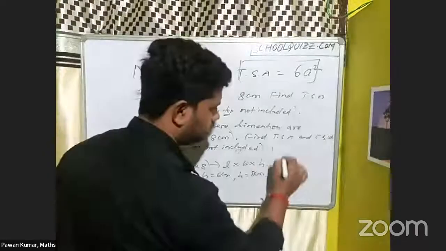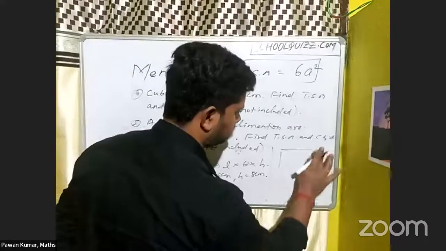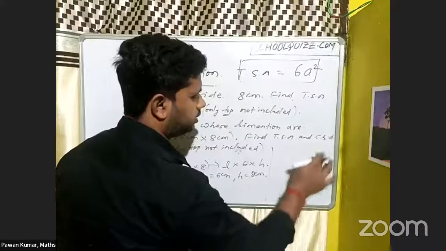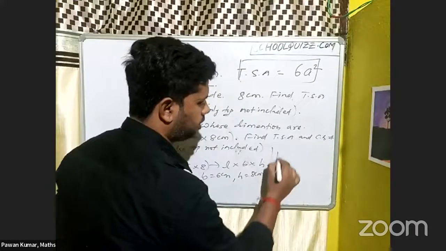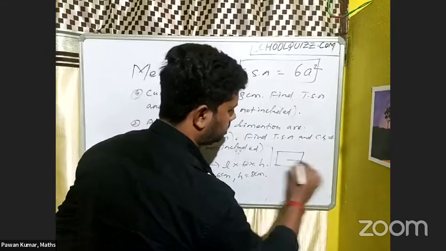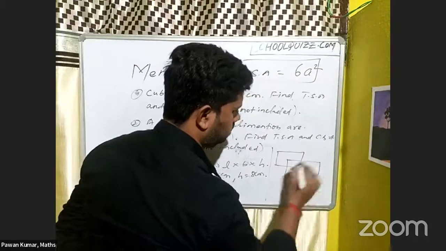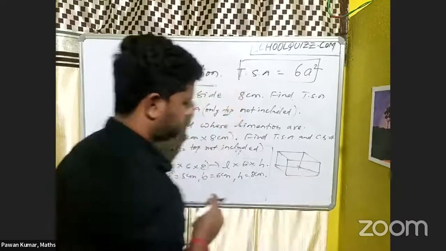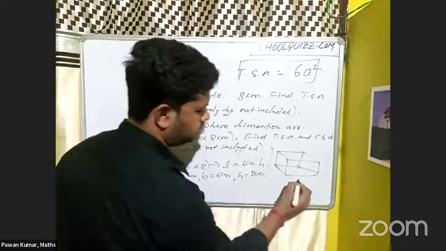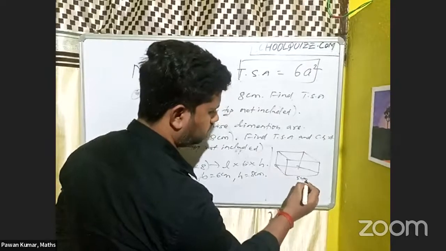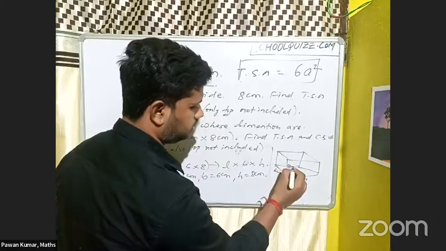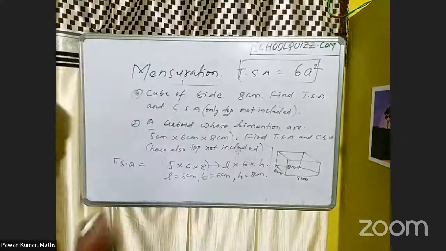Now draw the cuboid part. First, draw the figure so you can understand, because cuboids have different dimensions. Okay, so I just draw this one. So if I'm saying this is the length, 5 centimeter, let it be, this is 6 centimeter, and this height is 8 centimeter. Correct.